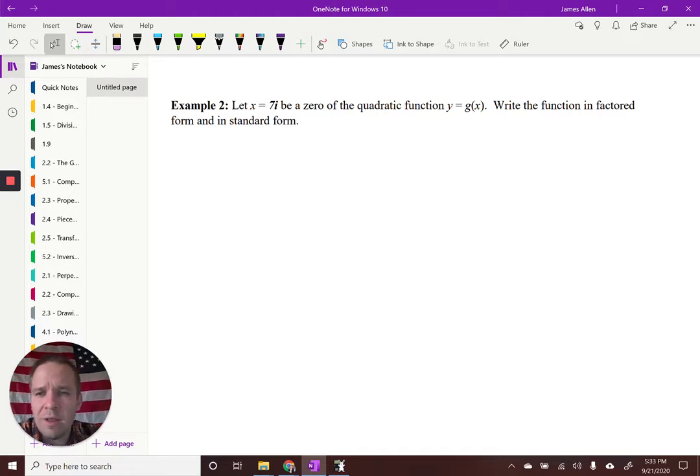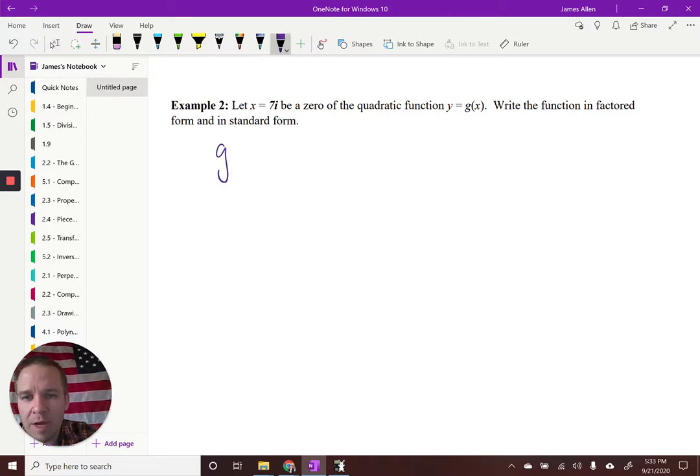So now we have another example where they're going to get lengthier and lengthier as we go. It says, let x equal 7i be a 0 of the quadratic function y equals g of x. Write the function in factored form and in standard form. Factored is always the easier one to go with, and then sometimes it does ask for standard.